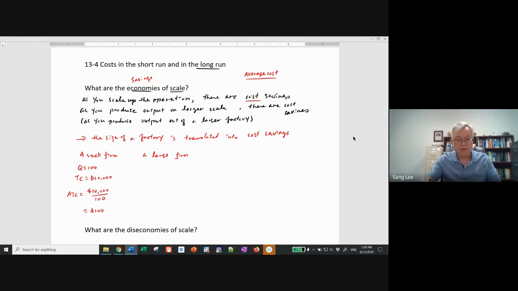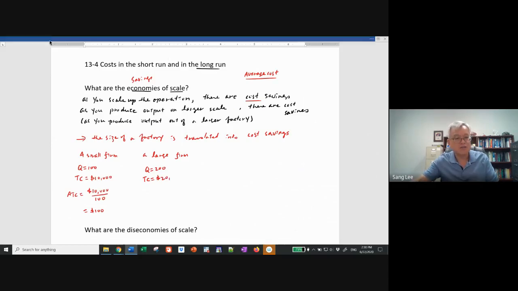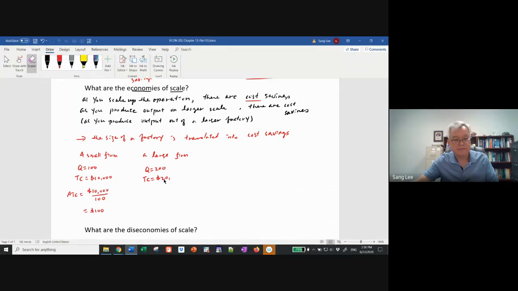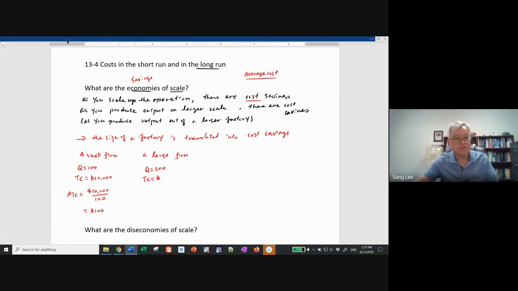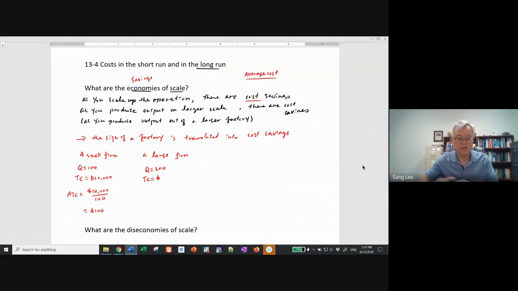But a larger firm is producing 200 units, and yet somehow total cost is less than $20,000. So let's say just $19,000. How is that possible? Because this company is producing a lot more, twice as much output as the small firm. So when this company buys a lot of supplies, they may be able to enjoy some discount, for example.